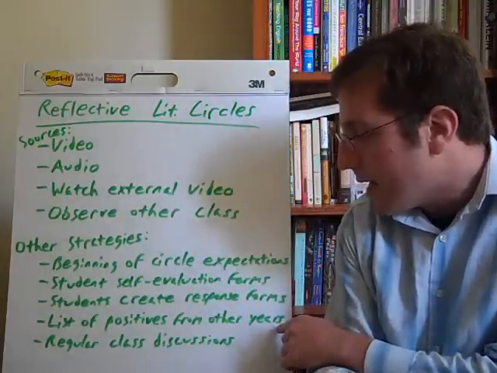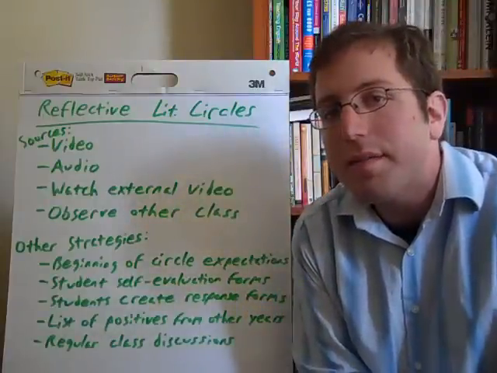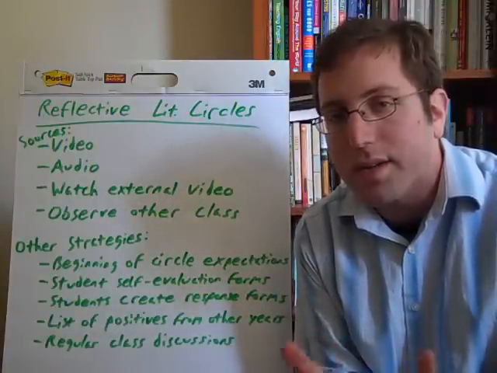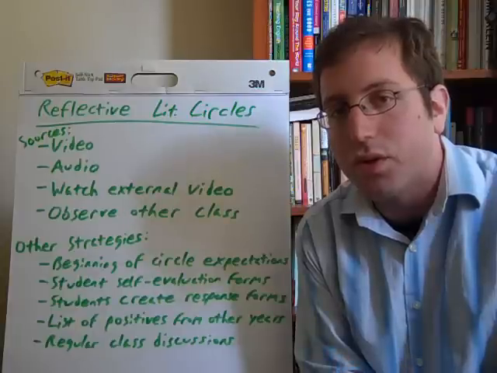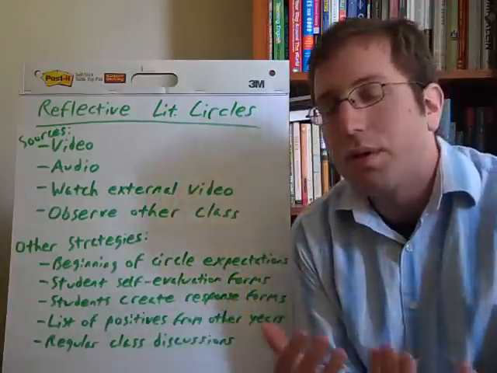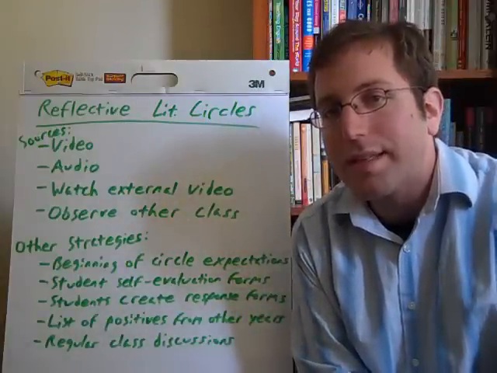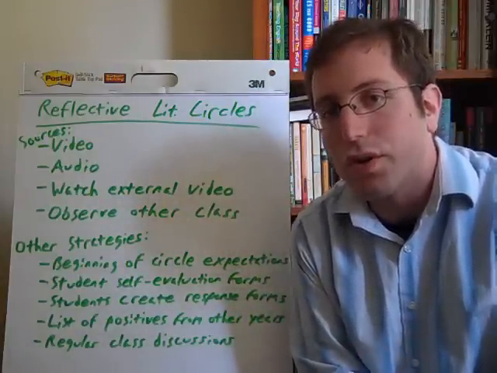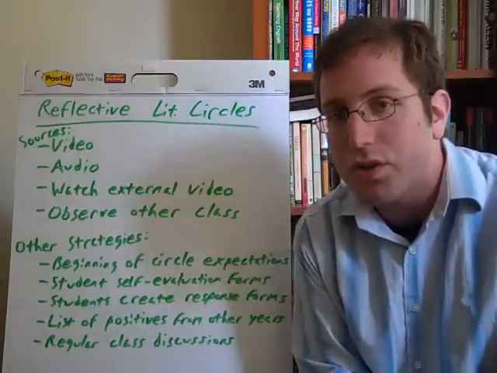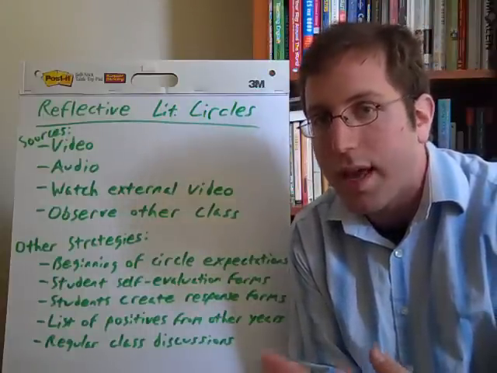A fourth idea is to have students list positive experiences they've had in the past in literature circles. What were the characteristics of that? What were the qualities of those circles? How can you have them in your class? And lastly, and perhaps most importantly, is having regular class discussions about how literature circles are going. What's going well? What could be improved? What structures do students like? What structures don't they like?